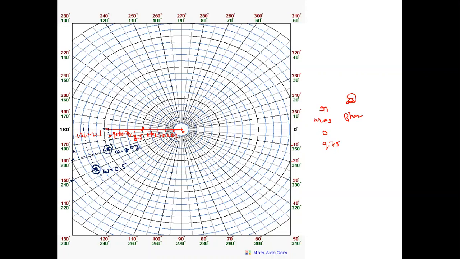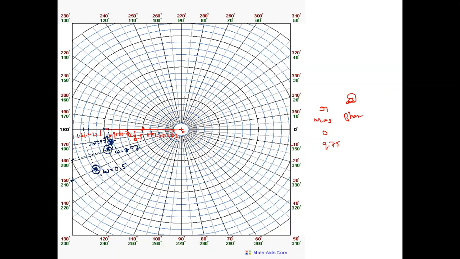168 means here. This is omega equal to 0.59.